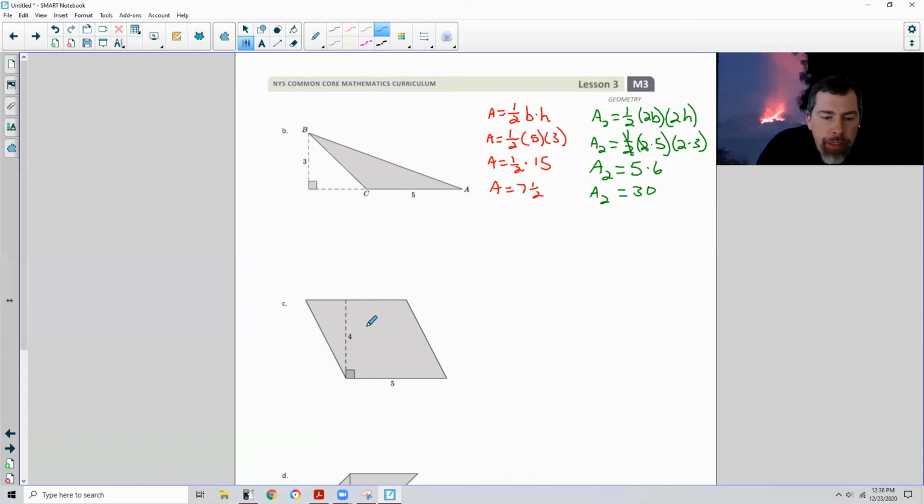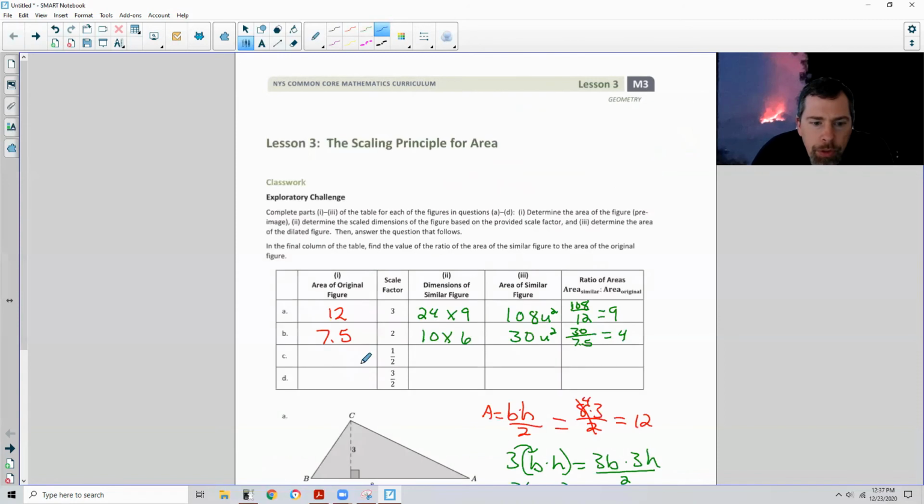All right, this is a rhombus or a parallelogram. I don't know for sure it's a rhombus because we don't know that those 4 sides are all equal. So it's a parallelogram. So the area equals base times height. So the area equals base 5 times height 4, so the area equals 20. So the area of the figure is 20. And we're going to scale this down by 1/2.